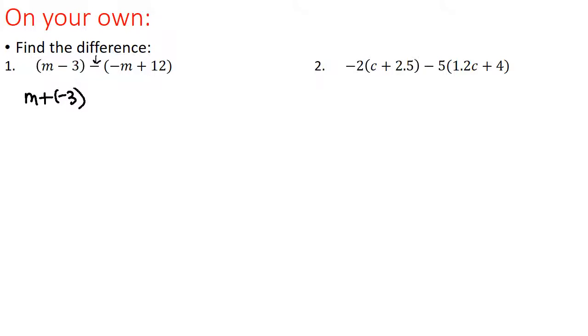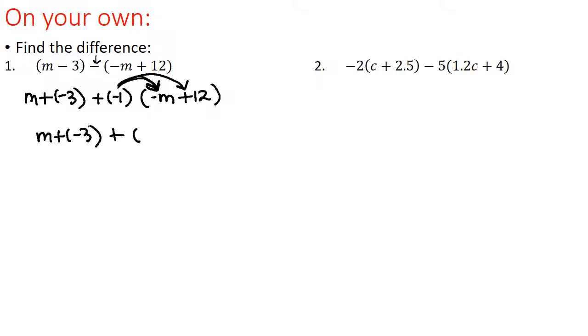Then this minus right here is going to become that plus negative 1 times negative m plus 12. That negative 1 is going to be distributed into here and into here. So we have m plus negative 3 plus positive m, because negative 1 times negative m is going to become positive m, plus negative 1 times 12 is going to be negative 12.